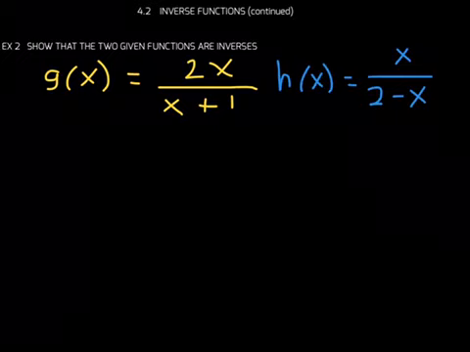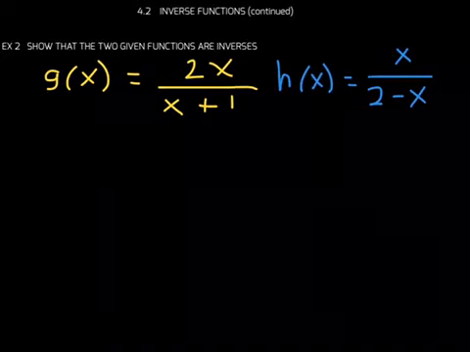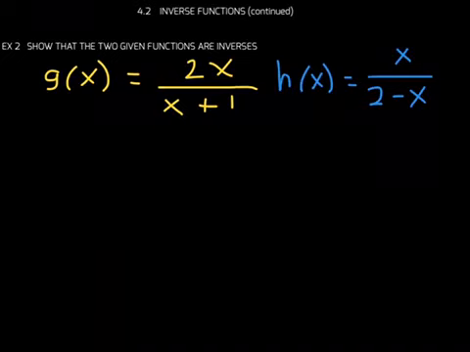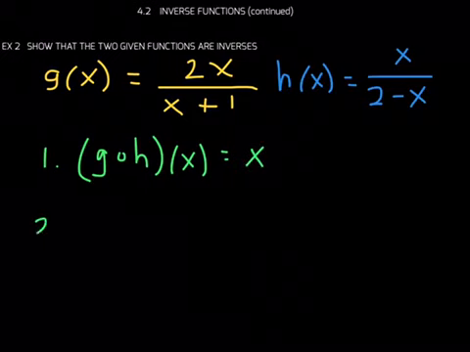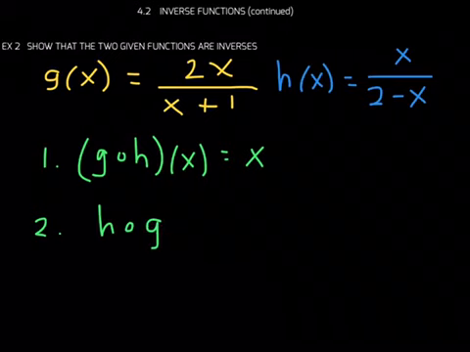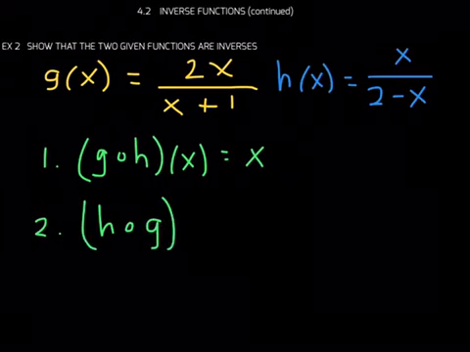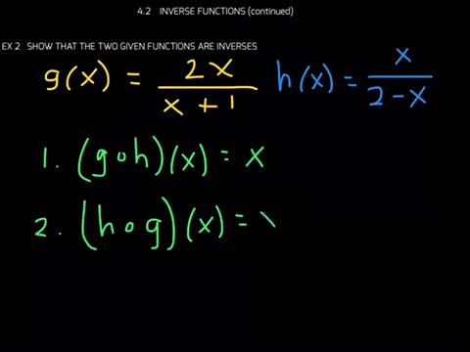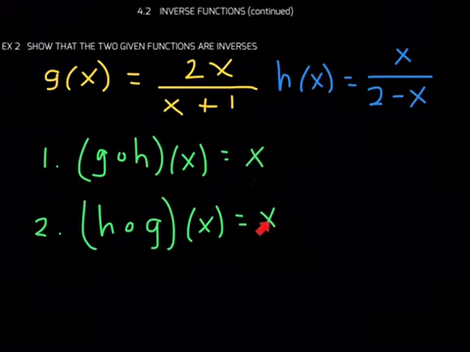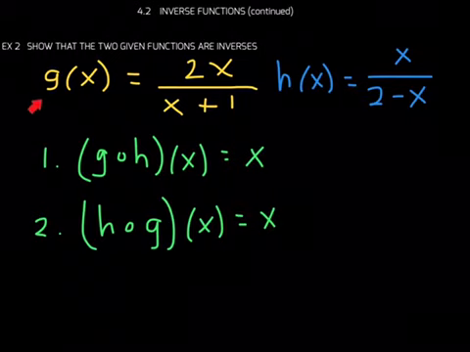Now, in order for these two functions to be inverses of each other, two things must check out to be true, and I'll remind you what must be true. Number one, g composed with h at x must be x. The second thing that must be true in order for these to be inverses is h composed with g at x must also be x. So we need to go through both of these and confirm that we're just getting x. If we can show both of these statements to be true, then we can conclude that g and h are inverses of each other. So let's see if we can do it.